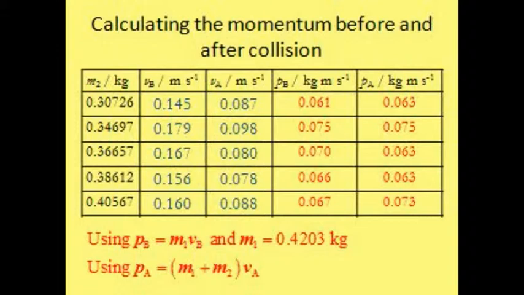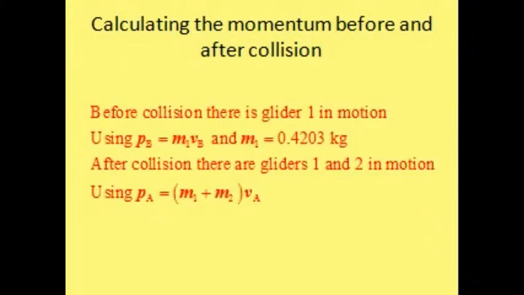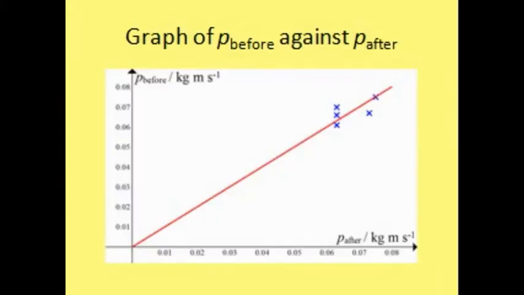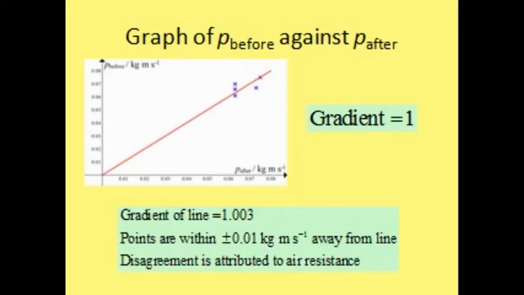We then also calculate the momentum by using the equation momentum is the product of mass and velocity. Then we draw a graph of momentum before versus momentum after, and although it's a cluster of points, if we draw the best straight line, it gives us a gradient very close to 1, and this will be in line with the theory.